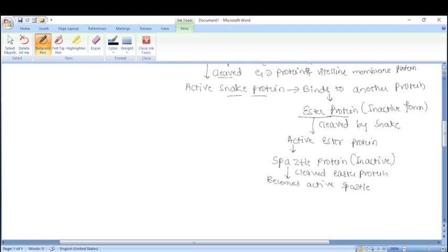Now, activated Easter protein will bind to another protein called the Spätzle protein. Spätzle protein is also in an inactive form. Later, it gets activated by the cleavage by Easter protein. Easter protein binds to Spätzle protein, cleaves it and makes it active Spätzle. Now, later what happens? Activated Spätzle protein will bind to the Toll receptor present in the oocyte.